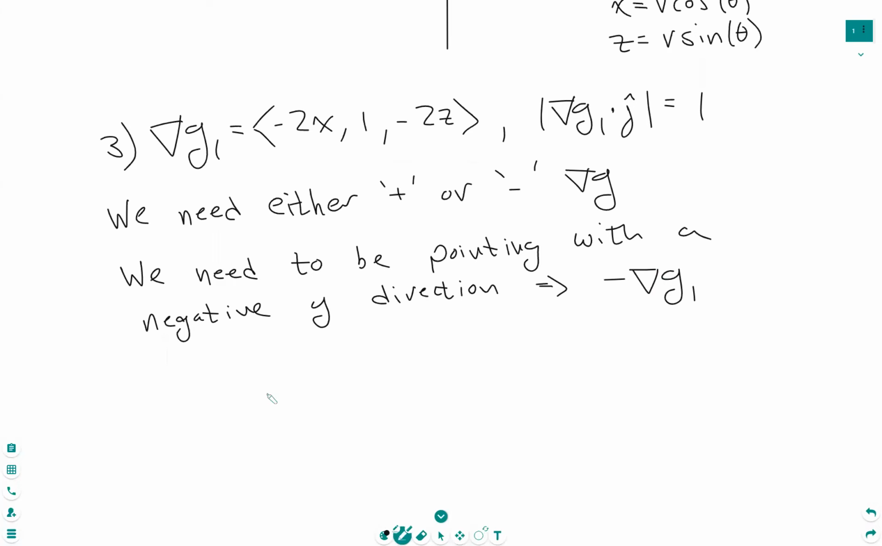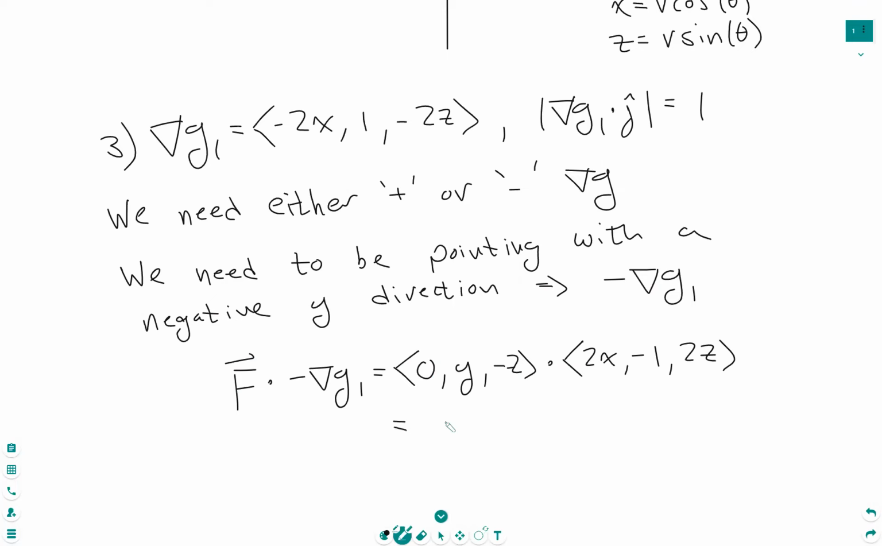At the same time, I'll go ahead and actually calculate this dot product. So f dot minus grad g. Our vector field was 0, y, negative z. We're dotting this with a negative: 2x, minus 1, 2z. This ends up giving us negative y minus 2z squared.